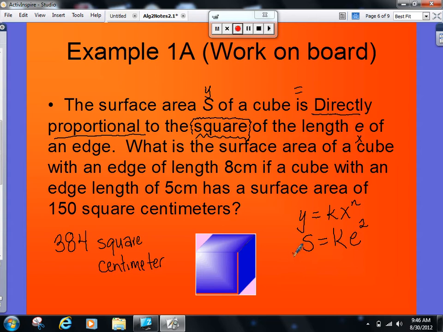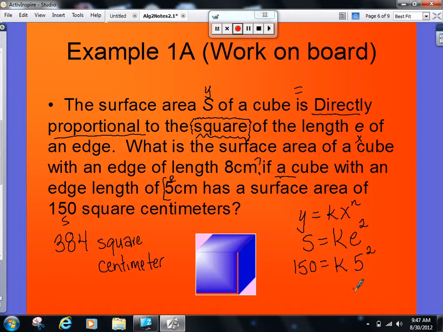After that, they're going to give me some code. I got to figure it out. The question is, what is the surface area of a cube with an edge of length 8 centimeters? That's the question part. This is the code they're telling me. If a cube with an edge length of 5 has a surface area of 150, they're telling me, guess what? One thing I know for a fact is that when E is 5 centimeters, S is 150. That's really good to know, because now I can plug in S is 150. Still don't know what K is, but I know that E is going to be 5 in that case. That's squared.